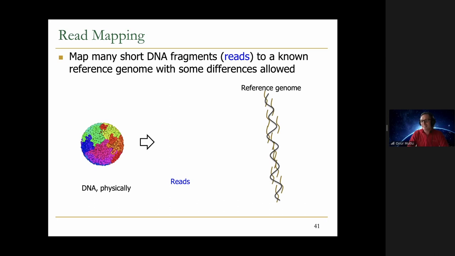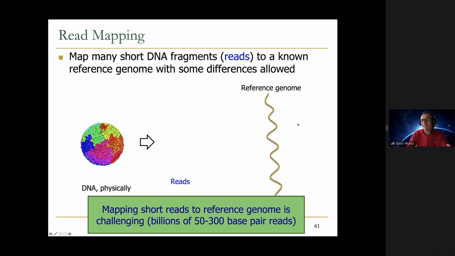And this is an approximate process to begin with, because each read has some errors, and the reference genome may be different. So you need to actually have an approximate string matching process to enable this. And clearly, a single piece of read can map to many different places in the reference genome, because you're looking at only 75 or 300 base pairs, right?